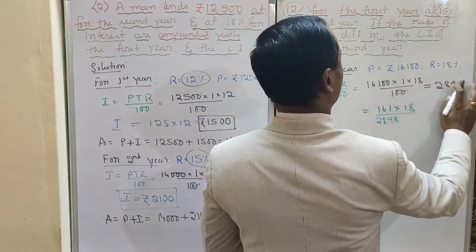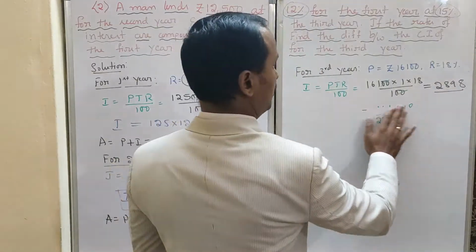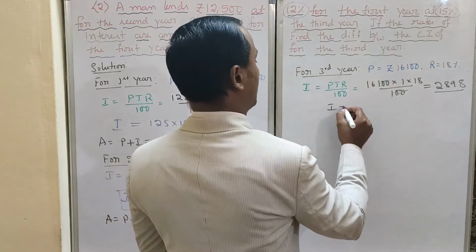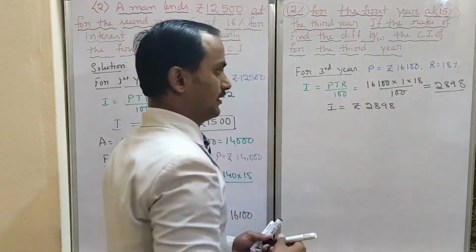2,898 is the third year interest. Understood, dear children? This multiplication you should learn. Don't neglect it. Finally, the third year interest is equal to rupees 2,898, dear children.